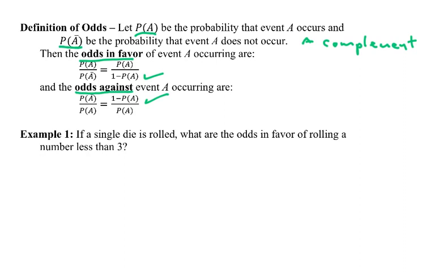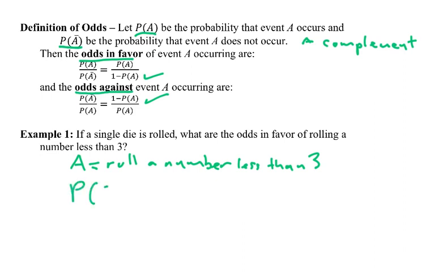So, for an example, if a single die is rolled, and remember die is the singular of the word dice, what are the odds in favor of rolling a number less than 3? So what you have to do is you have to decide, what is my event? The outcomes that I am interested in. What I want to happen is to roll a number less than 3.